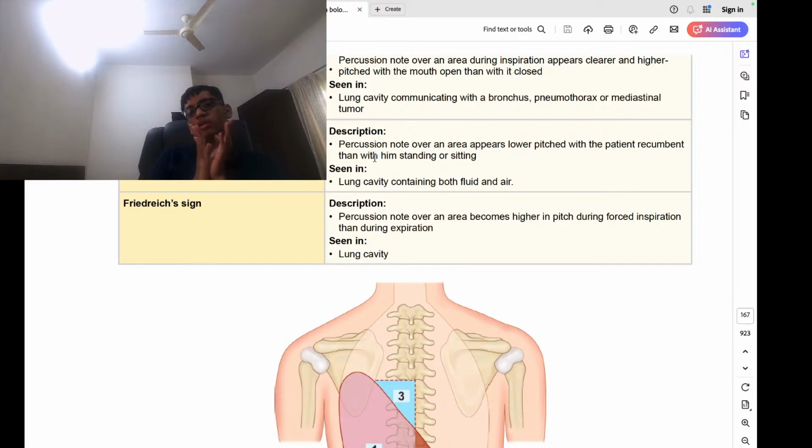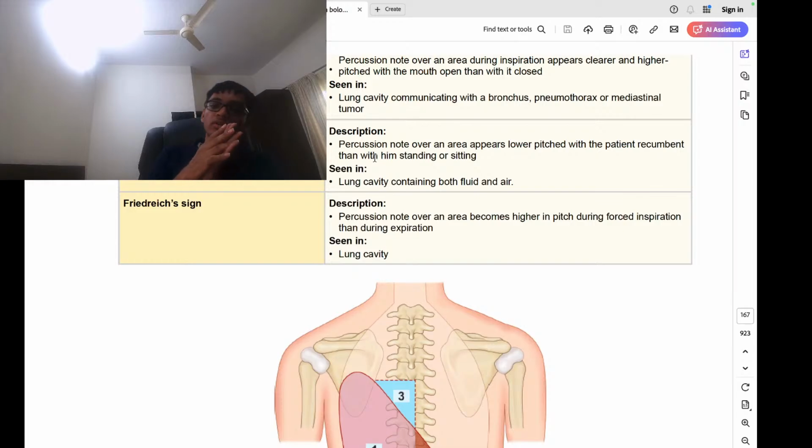Gerhardt's sign is when the percussion note over an area appears lower pitched with the patient recumbent than with him standing or sitting. Seen in a lung cavity containing both fluid and air layers.